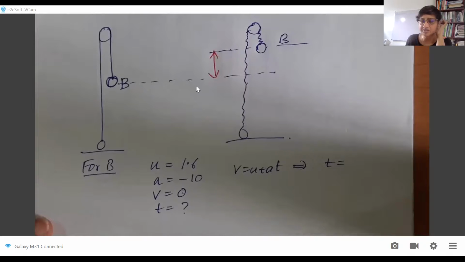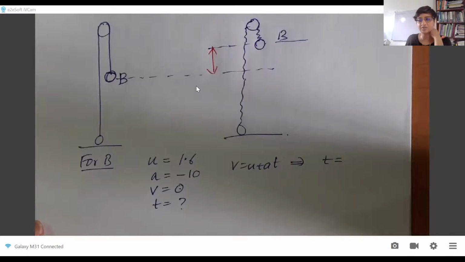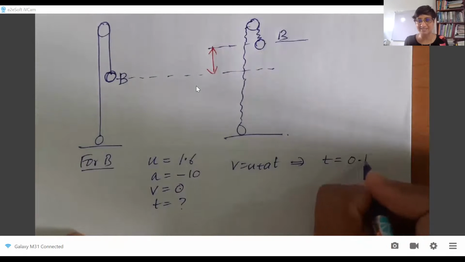You need a lot of concentration, a lot of focus and clarity in your mind to do this question. What's the time taken for B for the motion under gravity to reach the highest point? 0.16 seconds. Thank you, Kavindi. 0.16 seconds. Have you completed 1 second yet?